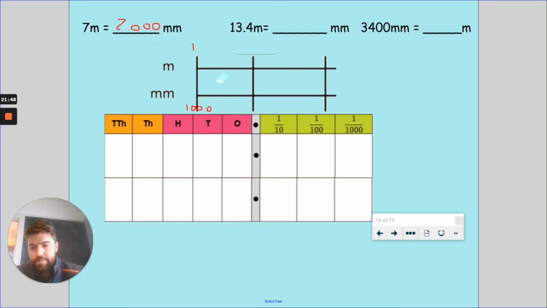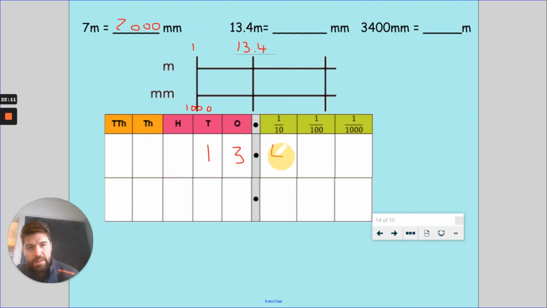Okay, the next one, 13.4. So 1 is 1,000. Here's the metres. Metres on the top, so I'm going to put 13.4 on the top because this is my metres row. Down below, converting into millimetres. Here I went from 1 to 1,000.